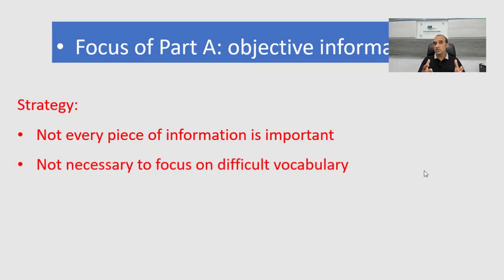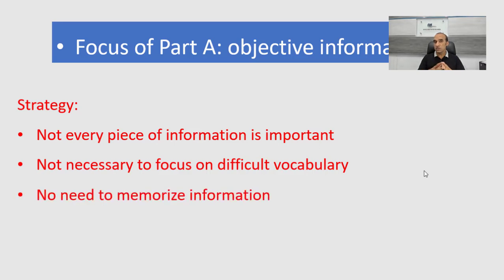Now moving on to the strategy. Remember the first thing: not every piece of information is important. There are only 20 questions in this part, so only 20 pieces of information are required from the text. Understanding everything is not required. It's not necessary to focus on all the difficult vocabulary, just focus on the relevant area which has the answer to the question. And there is no need to memorize information, you just need to locate and find the information from the text.